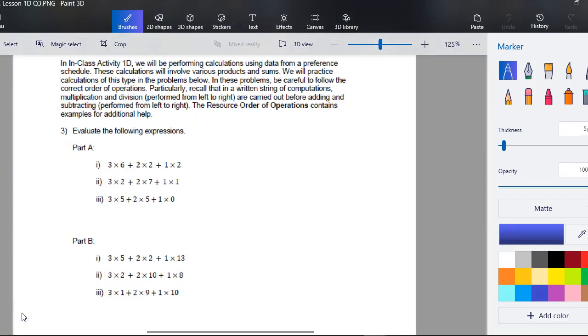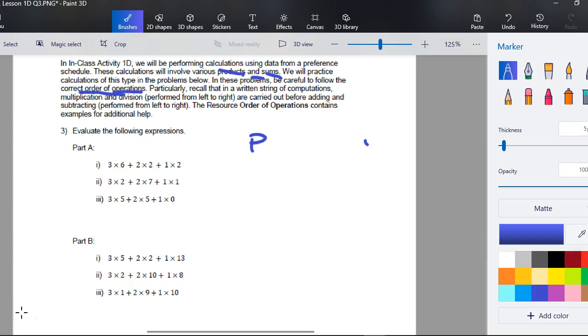So we finished this worksheet looking at question 3, but first there is information about in-class activity 1D, where we're going to use calculations from a preference schedule. The calculations are going to involve various products and sums. We're going to practice these calculations. In the problems, be careful to follow the correct order of operations. Particularly when you have a string of computations, we're supposed to do multiplication, division, addition, subtraction.